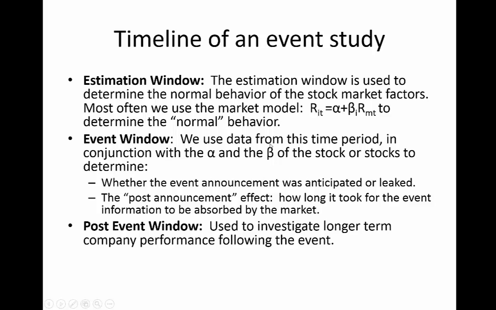For the event window, we use the data from this time period in conjunction with the intercept, or the alpha, and the beta of the stock or stocks to determine whether the event announcement was anticipated or leaked, so we'll look a few days beforehand, and the post-announcement effect, how long it took for the event information to be absorbed by the market. Sometimes we'll even see a reversal, where on one day there was a significant response in the stock market to an event, but then it turns around a day or two later as market participants realize that they overreacted. Finally, we have a post-event window, and that's used to investigate longer-term company performance following the event.